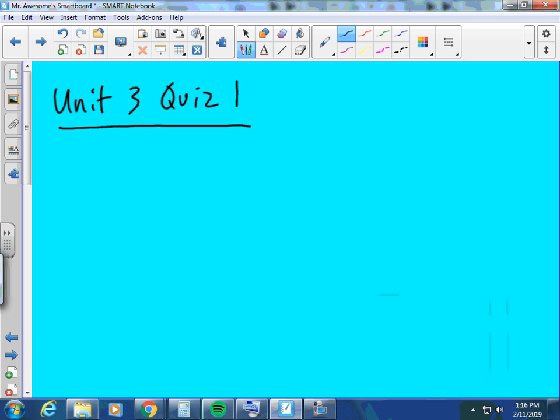So this is Unit 3, Quiz 1. Really could be Unit 3 test. This is really everything that's in Unit 3. Talking about energy, energy transfer, how it affects substances, how it affects particles. So we have to use our knowledge of different phases.